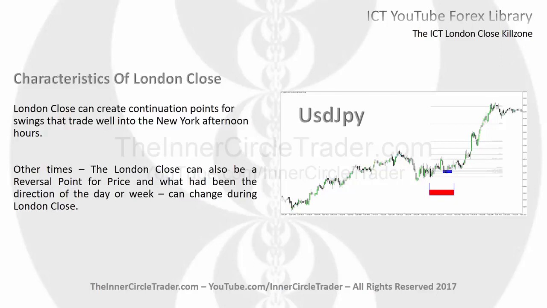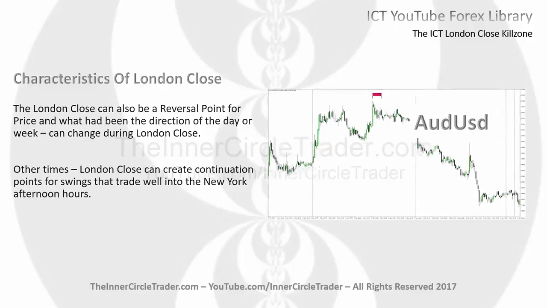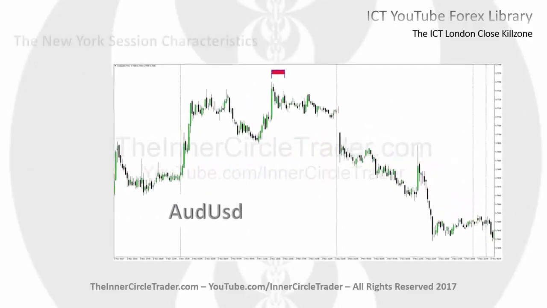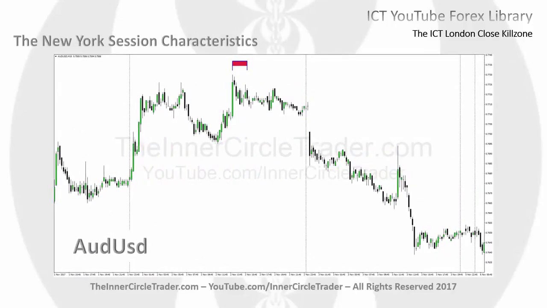And let's take a look at the example here. You can see in this Aussie dollar chart, we can see that very phenomenon take place. Let's zoom in and take a closer look at what's being shown here. This is a New York and London close overlap. So there are characteristics that are important for the New York session.